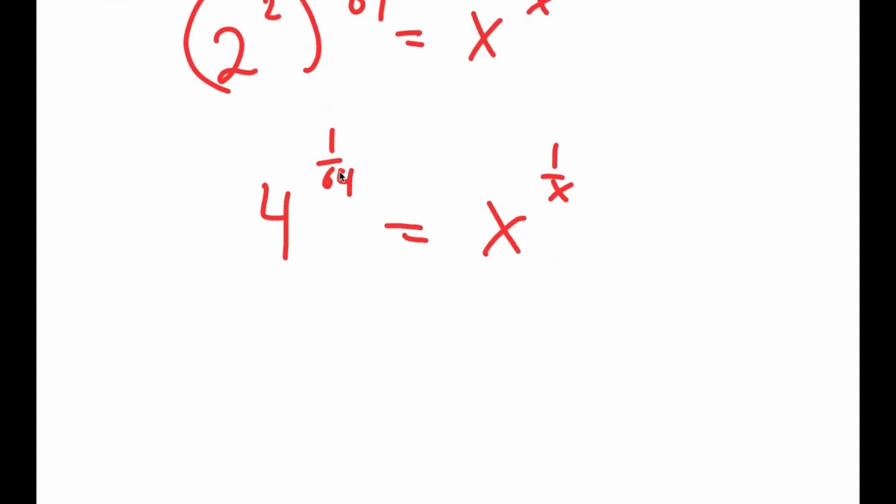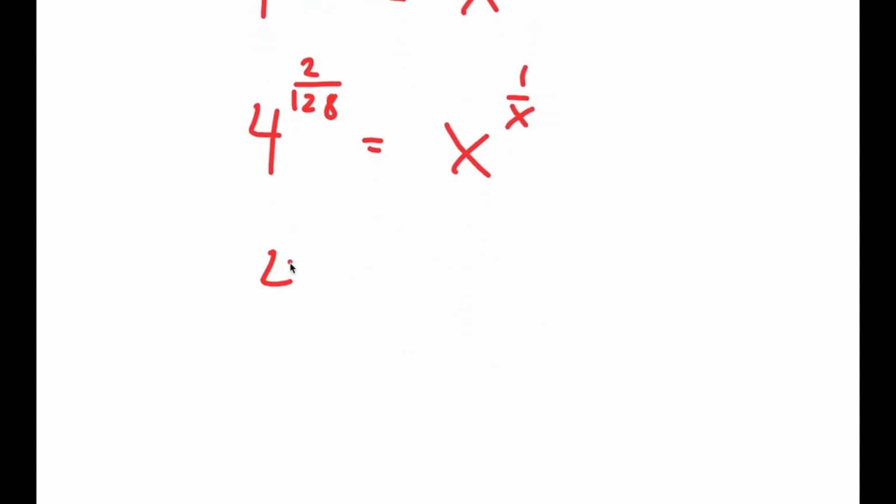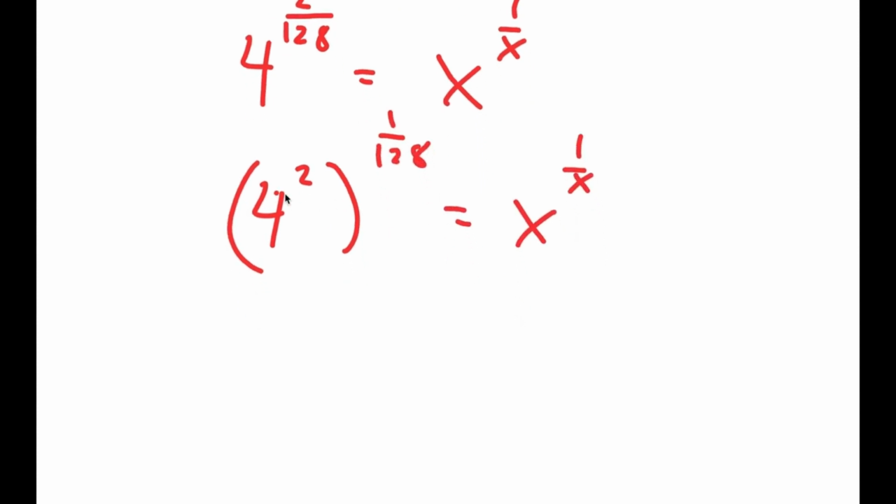Now, these two numbers still aren't the same, so we're going to repeat the process once again. 1 over 64 is the same thing as 2 over 128. And I can rewrite this as 4 squared to the power of 1 over 128. Now 4 squared is 16, so I get 16 to the power of 1 over 128 is equal to x to the power of 1 over x.